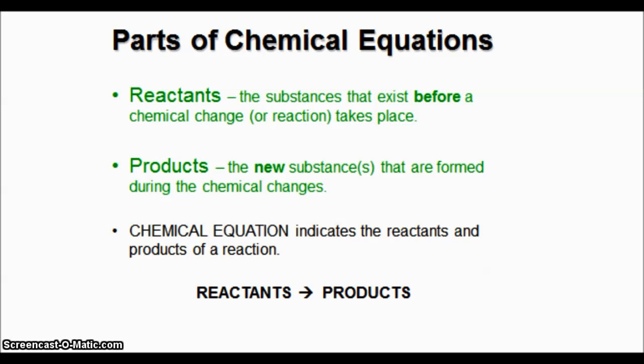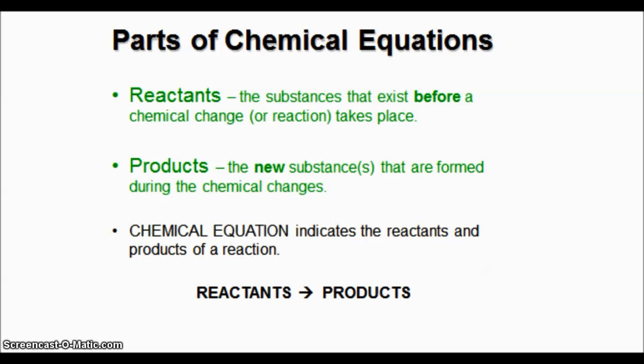So in general, there's just two main parts of a chemical equation. There's the reactants, which are the substances that exist before a chemical reaction occurs. So the things that you start with, those are your reactants. And then your products, those are the new substances that have formed after the chemical change. So a chemical equation just indicates which ones are the reactants and which ones are the products.